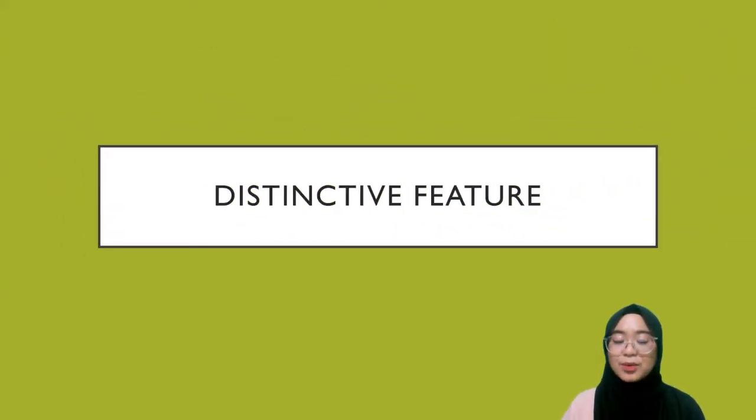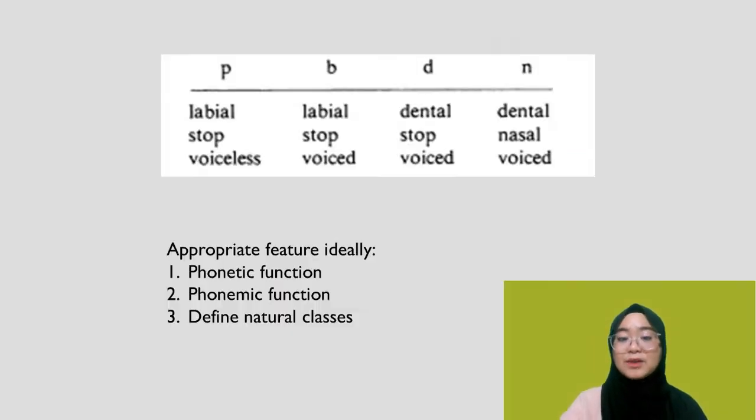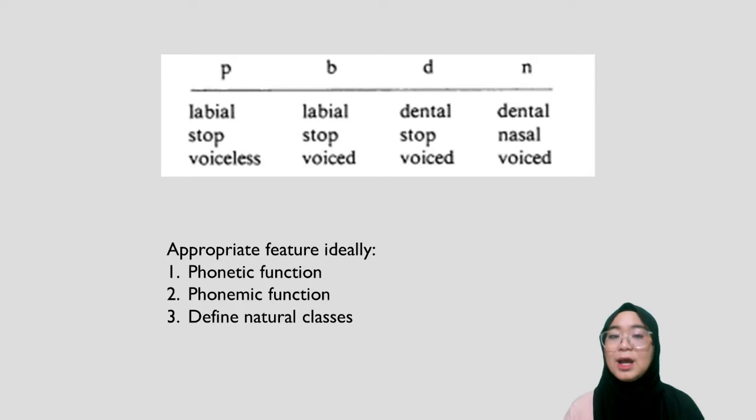In this distinctive feature, we assume that utterance is composed of a sequence of discrete segments. So we can see that segment is the smallest unit of phonological analysis. So basically, we can differentiate segment based on vowel and consonant, and then we make category of it. For example, like P, B, D, and N. P is categorized as labial stop voiceless, B is labial stop voiced, and D is dental stop voiced, and N is dental nasal voiced. However, this kind of category or differentiation is not effective.